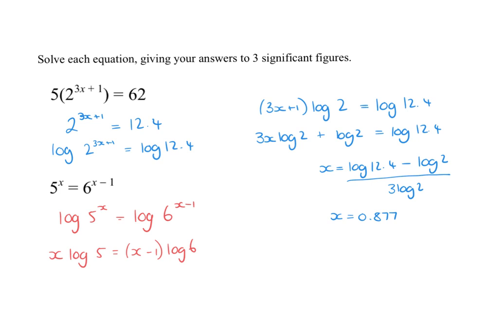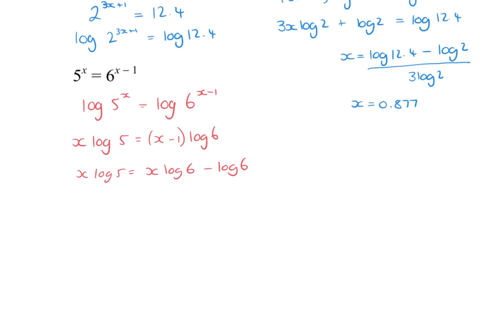Now I'm going to expand the right-hand side to give x log 5 is equal to x log 6 minus log 6. Now I'm going to collect all of my x terms onto one side. So I'm going to have x log 5 minus x log 6 is equal to minus log 6.